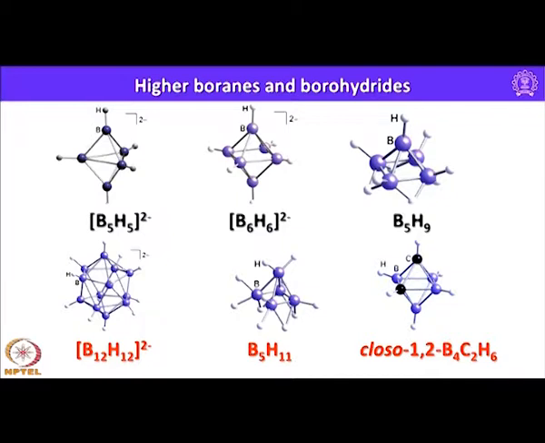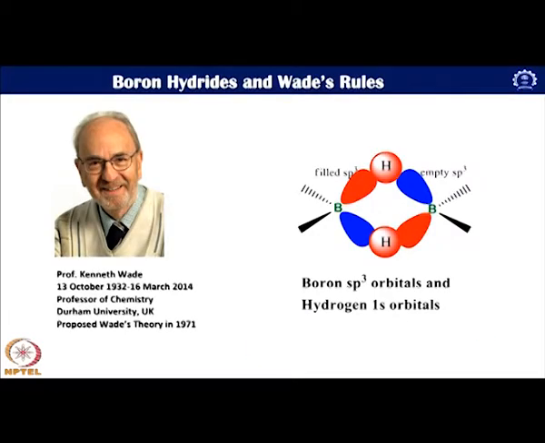I will show you these structures later, and similarly we have B5H11, and also we have some prefix here, closo 1,2-B4C2H6, which is a carborane. What this closo is all about, I will elaborate when I start discussing Wade's rules again. Professor Kenneth Wade proposed this theory to explain bonding in boron hydrides and similar clusters of main group elements as well as metal carbonyls.